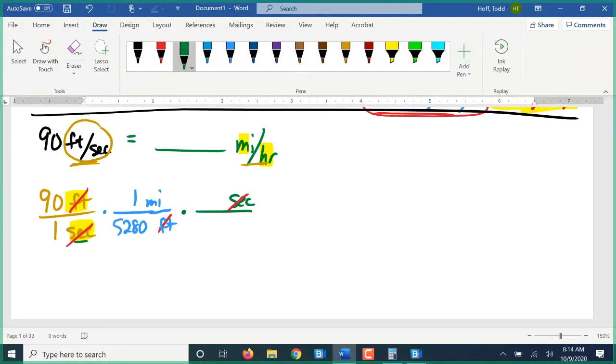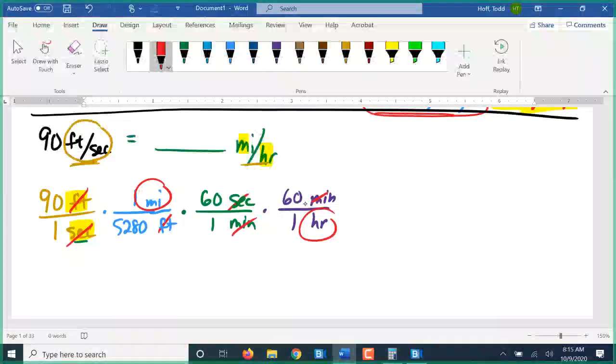We don't necessarily have a direct conversion from seconds to hours, so I'm going to do it from seconds to minutes. We know 1 minute is 60 seconds. But we don't want minutes either, so I'm going to get rid of those by putting them on top. Since they're on bottom, they will cancel out. We know that 1 hour is 60 minutes. Now we have miles per hour. That's what we were hoping for.